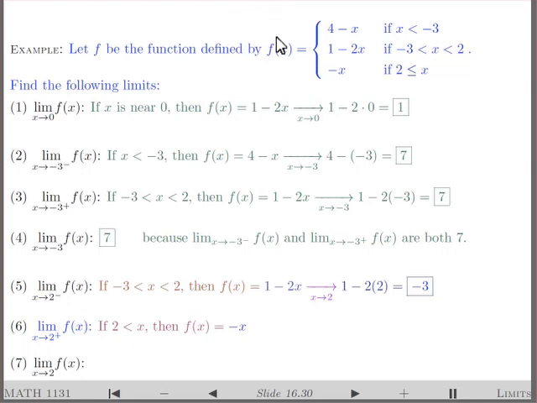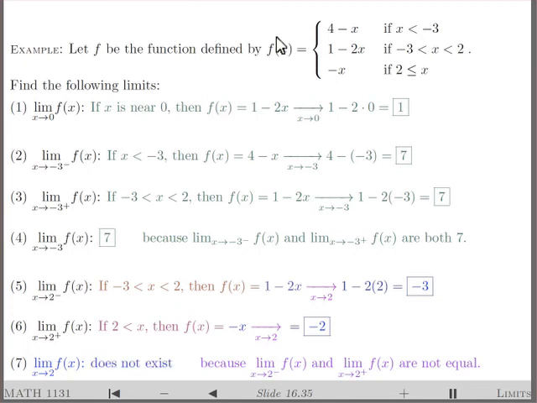So the limit from the right is the same as the limit of negative x from the right, which is again the value, namely negative 2. But now the limits from the left and right are different, which means that the two-sided limit does not exist.